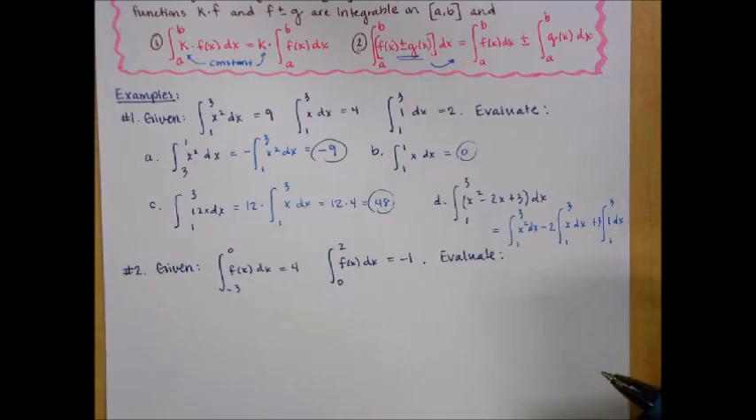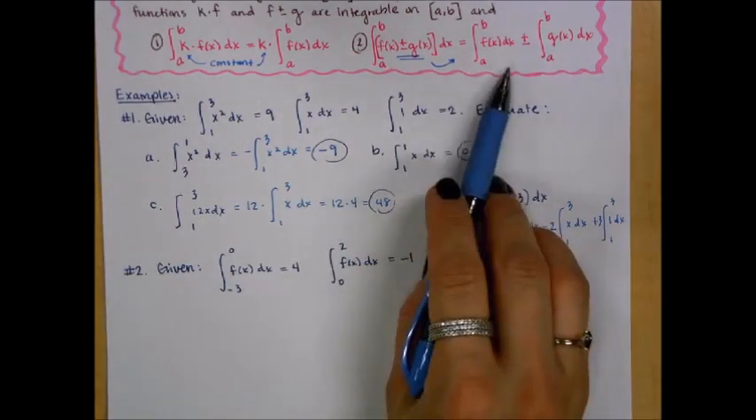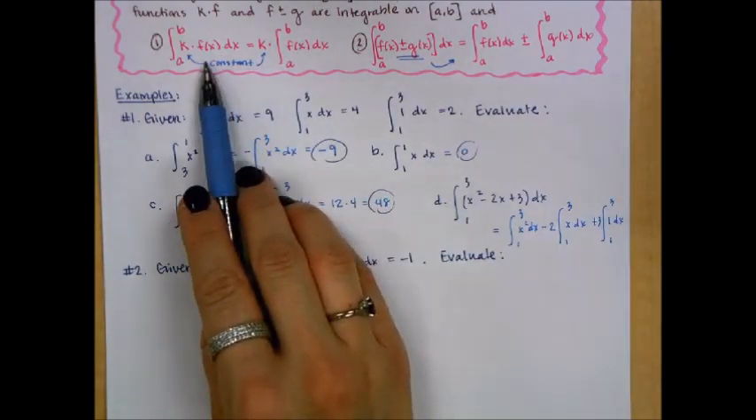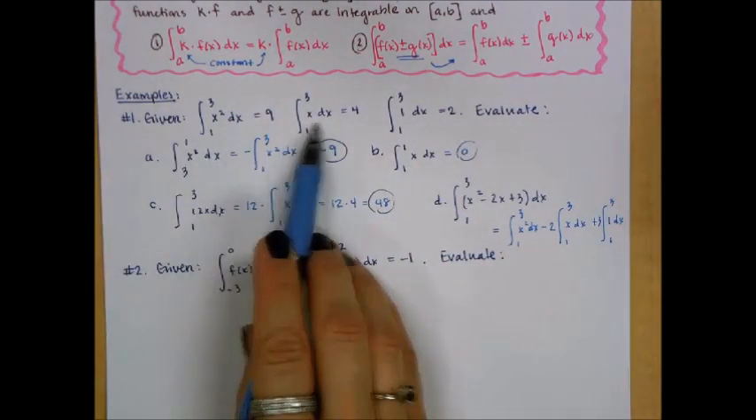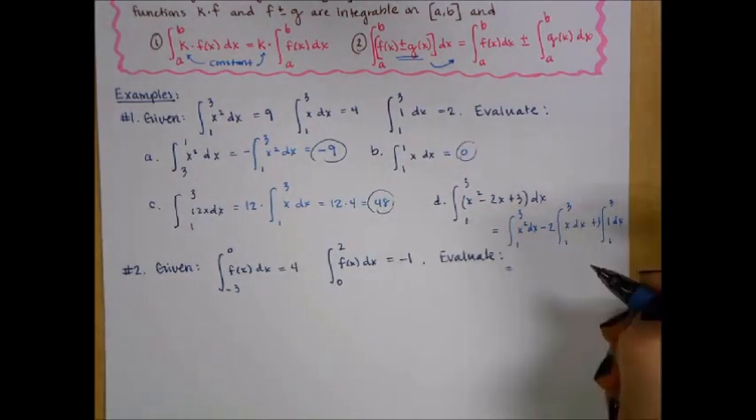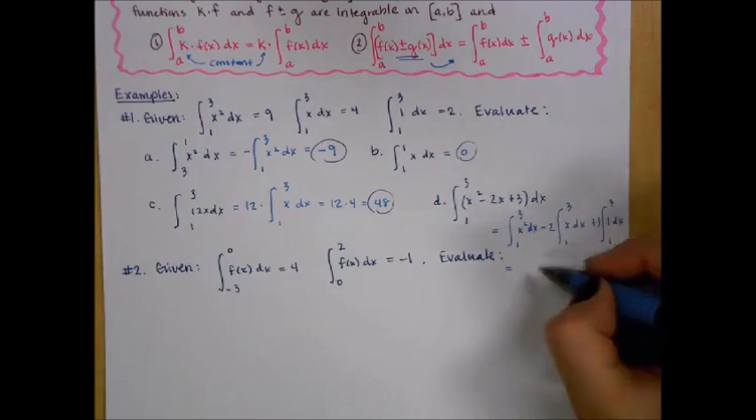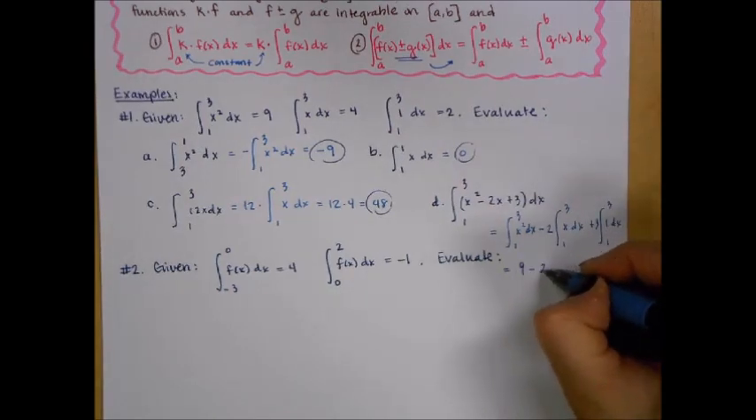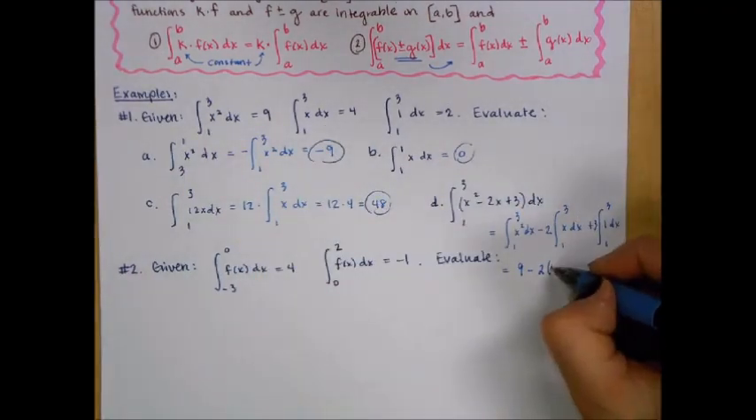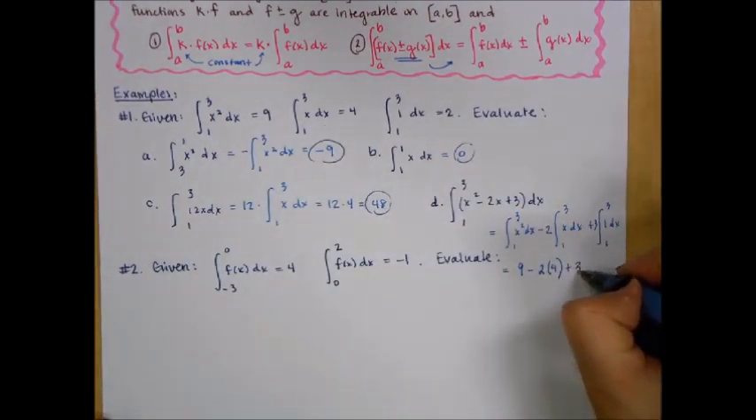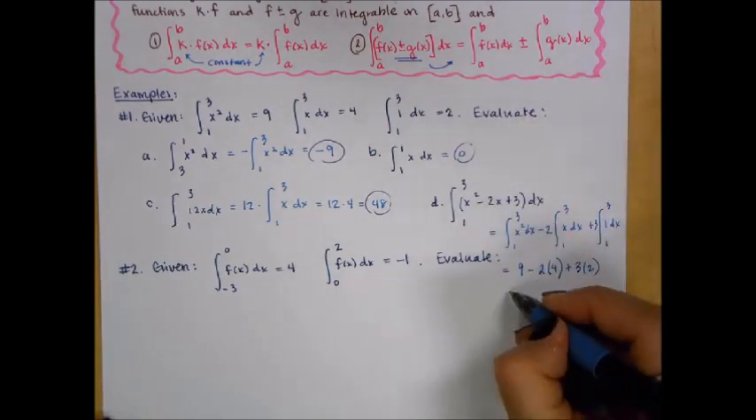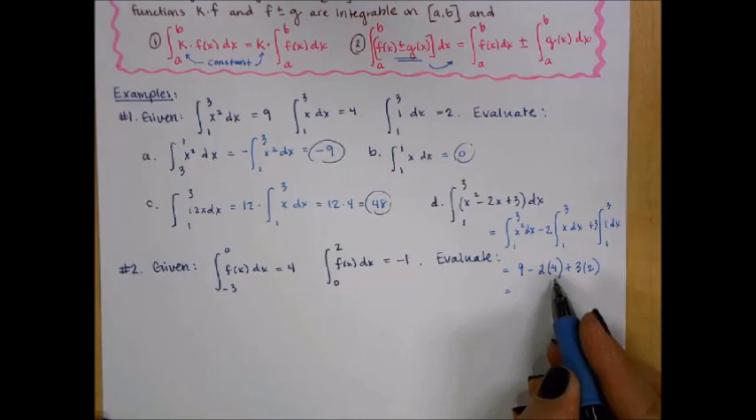I went ahead and did both properties at the same time. As I was splitting it up, I took out any constants so that I leave behind x squared, x, and 1, so I can make my substitutions. Now the first one, we'll substitute with 9 minus 2 times, the second one has the value 4, plus 3 times, the last one has a value of 2. So 9 minus 8 is 1, plus 6 is 7.